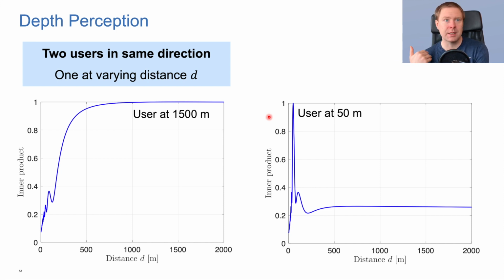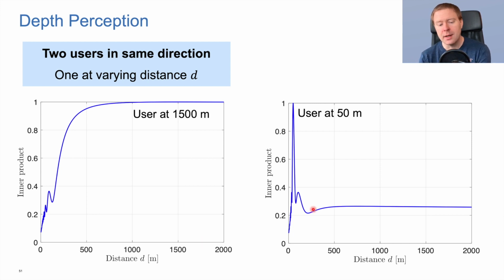Two users located in the same direction, we cannot tell them apart based on the distance, but only based on angles. If they have the same angle, they have the same channel. However, if the user that we are moving around is closer, so if it's just a few hundred meters away, well, then we actually get different channel vectors thanks to our depth perception.